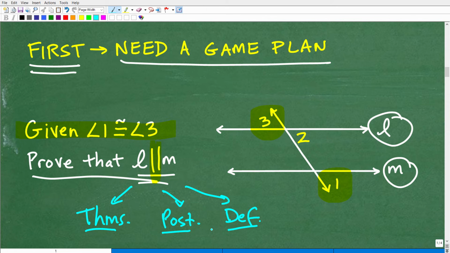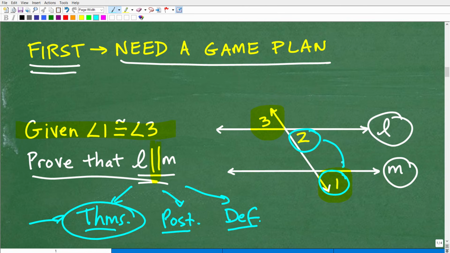Now we want to be thinking, in this particular problem, about a certain theorem that can help us out, but I'm kind of jumping the gun here. So you're like, all right, I know a lot about parallel lines, and I'm seeing angle 2 and angle 1, these two angles here. In the given information, angle 2 wasn't mentioned, but these two angles are what kind of angles?